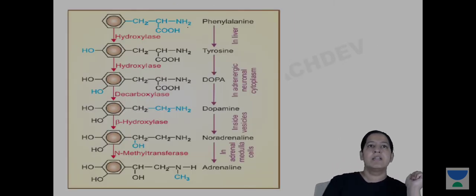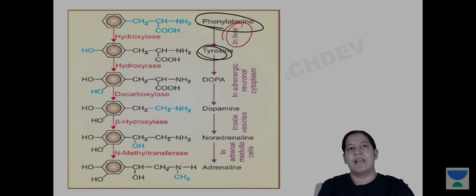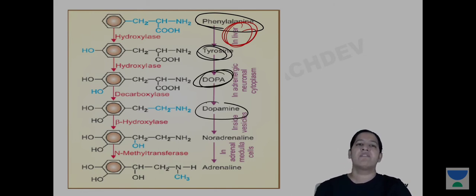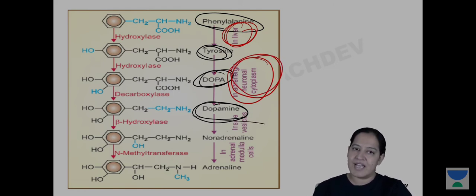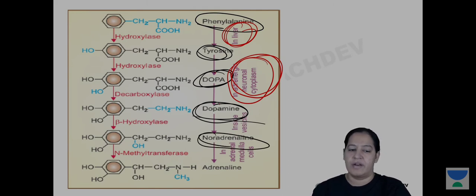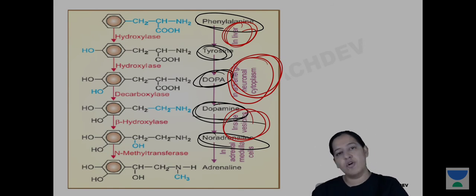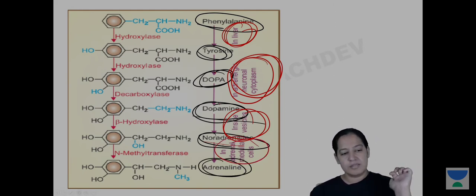So you can see the first thing is phenylalanine. Phenylalanine gets converted into tyrosine, and this step takes place in the liver. Then tyrosine gets converted into dopa, and dopa gets converted into dopamine. Tyrosine enters the nerve ending, and these two steps take place in the cytoplasm. Then dopamine enters the synaptic vesicle and gets converted into noradrenaline. This step takes place in the synaptic vesicle, and noradrenaline is stored in the synaptic vesicle only. If it is adrenal medulla, noradrenaline gets converted into adrenaline. So this is the whole story you should understand.